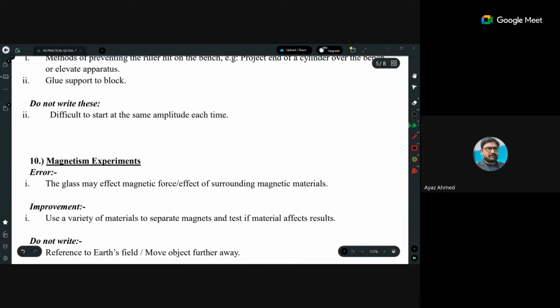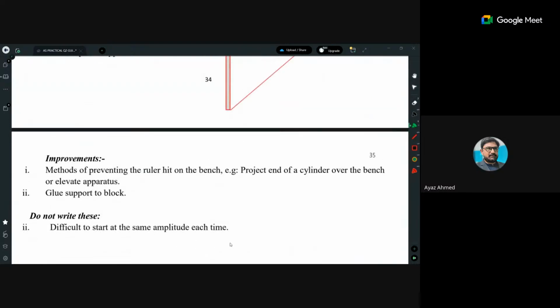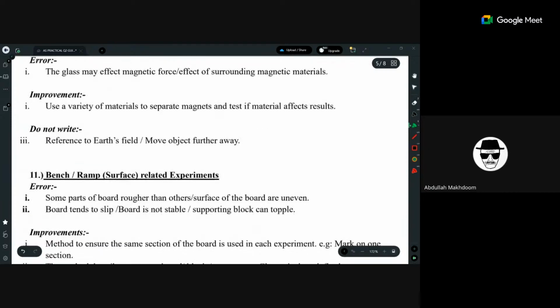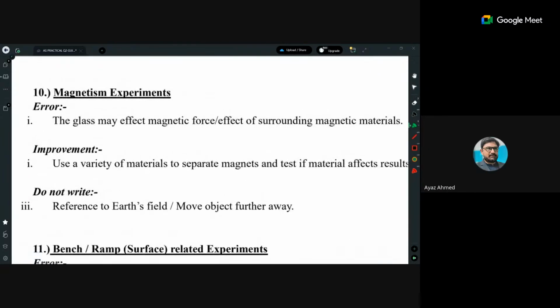उसके बाद आपके पास है, it is downright difficult to start at the same amplitude each time, right? From the same position each time, you can say. But you can use a fiducial mark. Yes, you can use that fiducial marker. ठीक है ना? Then we have another experimental field, that is the magnetism experiment.